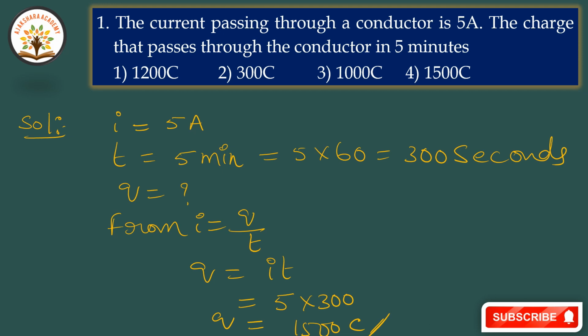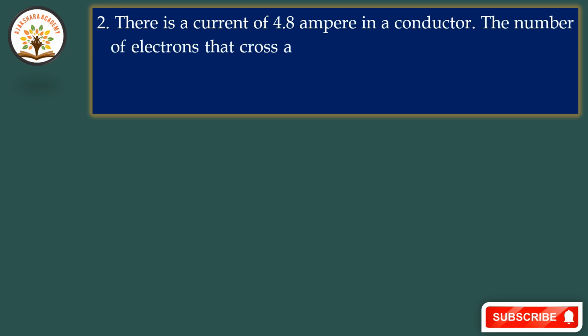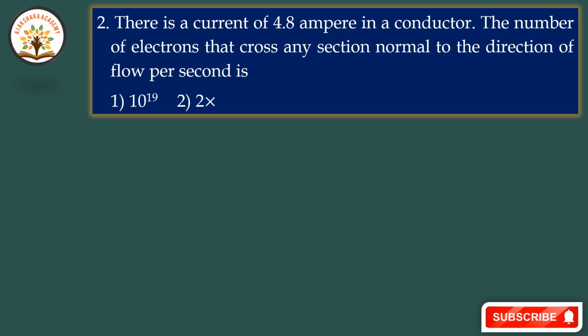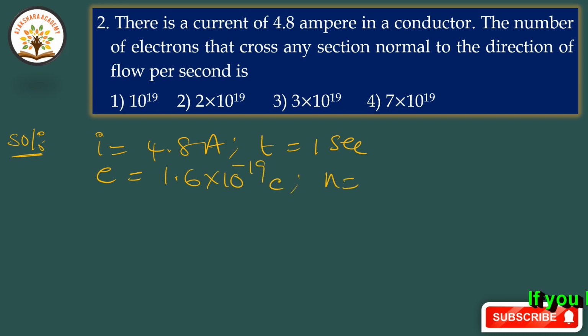Okay. Now we will go to the next. There is a current of 4.8 amperes in a conductor. The number of electrons that cross any section normal to the direction of flow per second is. Here we have to calculate the number of electrons. Now let us go to the solution. Given current I is equal to 4.8 amperes and t is equal to 1 second and charge of electron is 1.6 into 10 to the power of minus 19 coulombs, and we have to calculate the number of electrons.